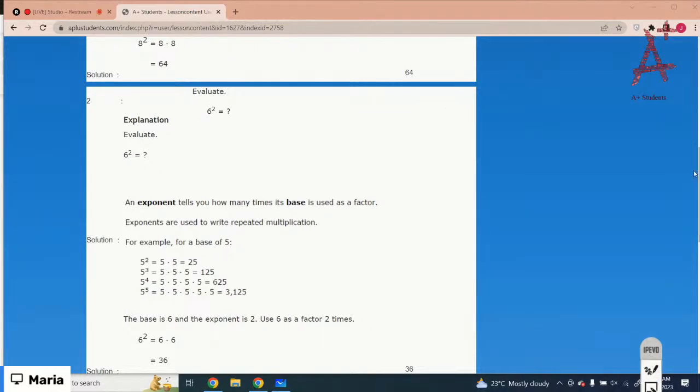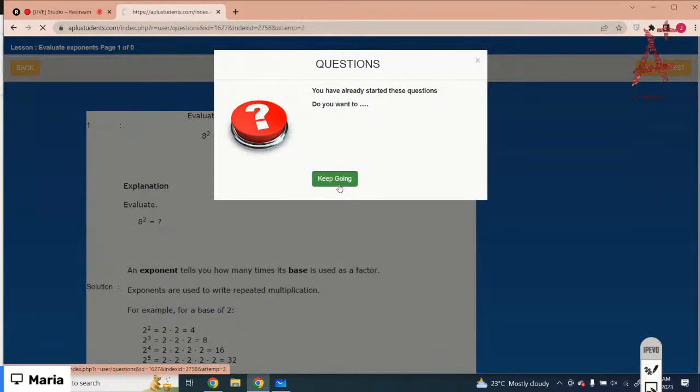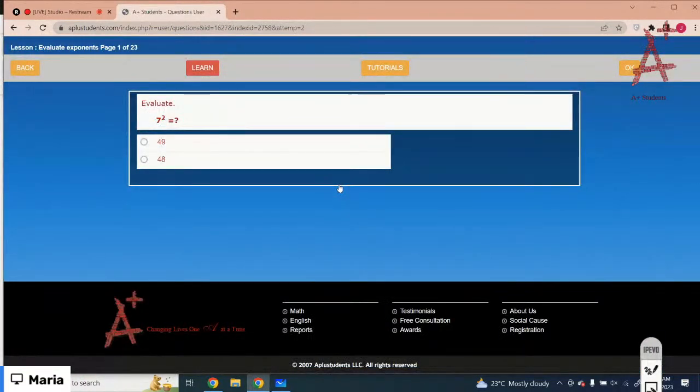Let's just start with the test question. Okay, the first one is 7 square. So what you have to do? 7 square means you have to do 7 times 7. Got it? The square tells you how many times you have to multiply the base. It would be 7 times 7 and 7 times 7 is 49. So the correct option for this one is 49. Just select the correct option and click on the OK button.